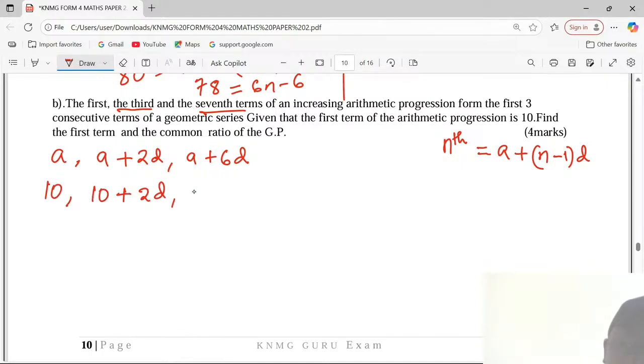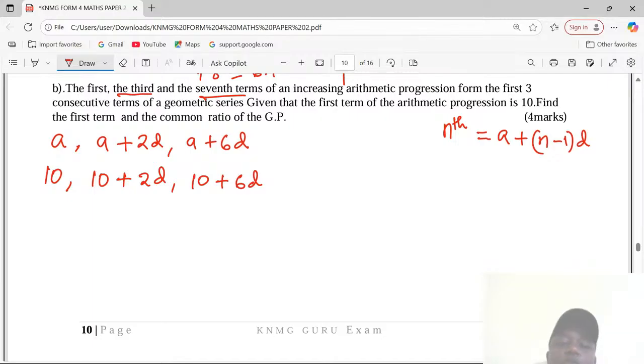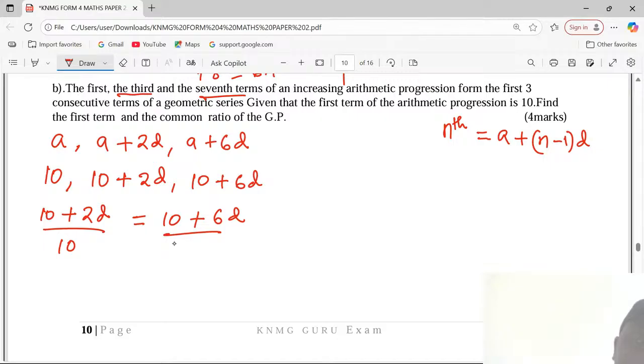So what we need to get now is the common difference to help us get the common ratio. If there is a common ratio, you should know that the terms are related. From the first term to the next, there is a common ratio multiplying that, and from the second to the third, there is a common ratio multiplying that. If so, then it means when we take 10 plus 2D divided by 10, it should be the same as when you take 10 plus 6D out of 10 plus 2D.